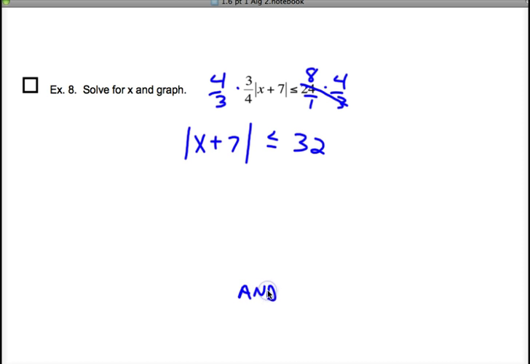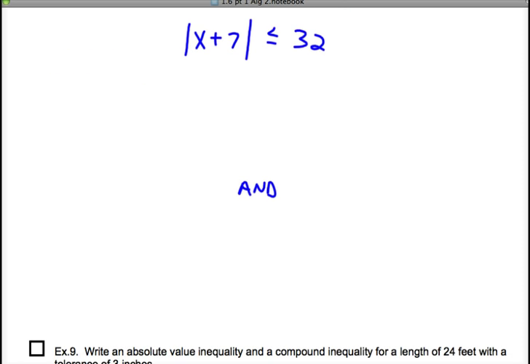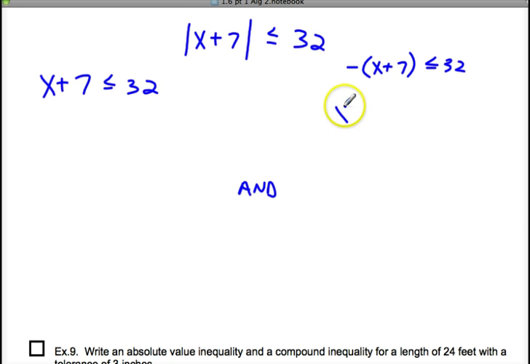I could either write the word and at the end, or I could write it as a nice, neat compound inequality. I need to set up two inequalities. X plus 7 could be less than or equal to 32. And the other one really is saying that we could take the opposite of x plus 7, and that also would have to be less than or equal to 32. Well, that ends up turning into x plus 7 is greater than or equal to negative 32.